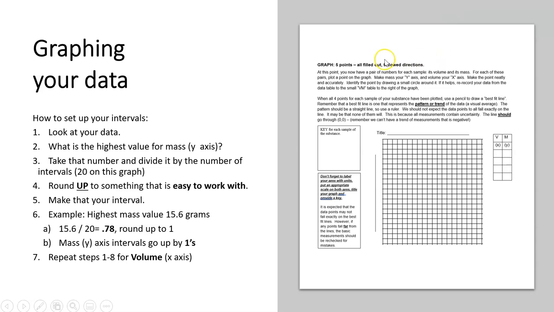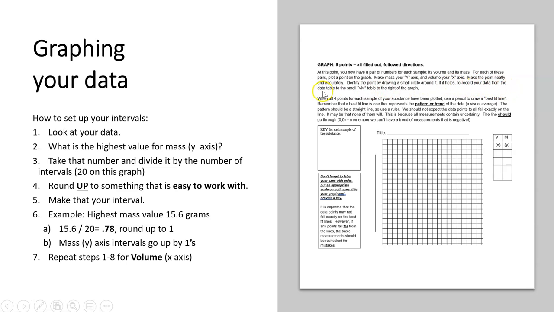Okay, so we've got the directions, and again, this is on your paper. It says at this point you now have a pair of numbers for each sample, its volume and its mass. For each of these pairs, plot a point on the graph. Make mass your y-axis, volume your x-axis. Make the point neatly and accurately. Identify the point by drawing a small circle around it.